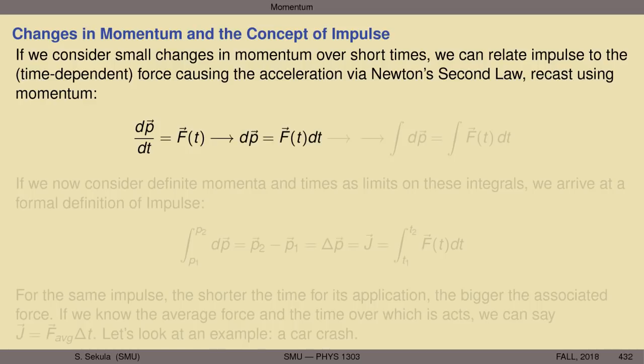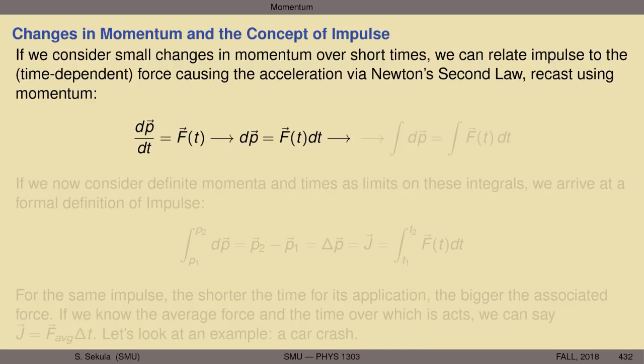I can recast this equation by moving the chunk of time, dt, to the other side in preparation for doing an integral. I'm going to add up all the little changes in momentum, dp. I'm going to add up all the little products of the force and the changes in time. And I'm going to see what I get. So let's do that. I then construct this integral. I'm going to sum up all the little dps. I'm going to sum up all the little products of F and dt.